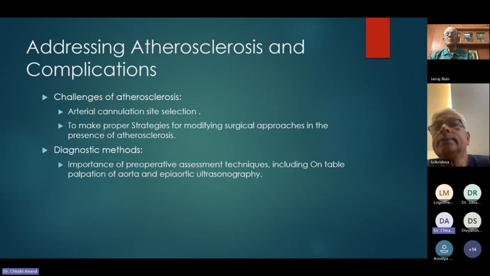Addressing atherosclerosis and complications: challenges of atherosclerosis, arterial cannulation site selection, and proper strategies for modifying surgical approaches in the presence of atherosclerosis. Diagnostic method: importance of preoperative assessment. Techniques include on-table palpation of the aorta thoroughly, and epi-aortic ultrasonography can be done.